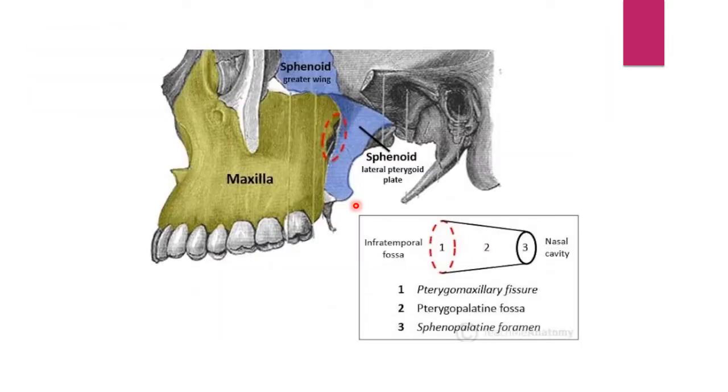In this diagram we can understand the medial and lateral boundaries. In this diagram you can see this is the pterygomaxillary fissure through the infratemporal fossa, and we will enter the pterygopalatine fossa, and on the other end, on the medial side, this is the nasal cavity and it communicates through the sphenopalatine foramen.